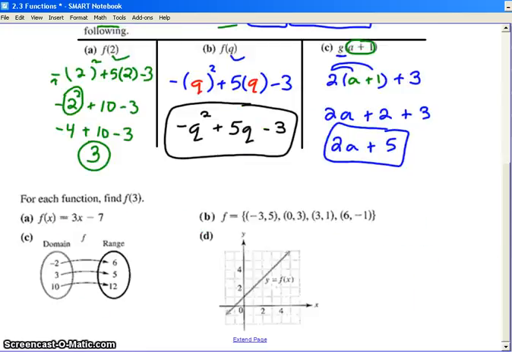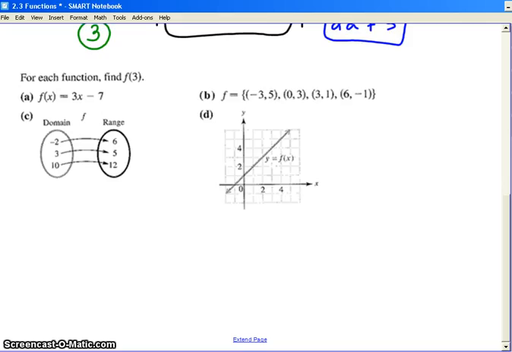Okay, we're still talking about function notation, but we're going to look at a slightly different type of problem. For each function, find the function evaluated at 3. If x is equal to 3, on A we're going to do 3 times 3 minus 7. That gives me 9 minus 7 equals 2. So I got a 2 when I substituted x equals 3.